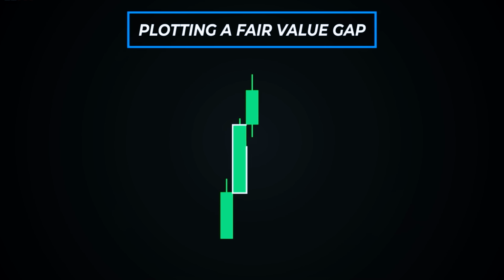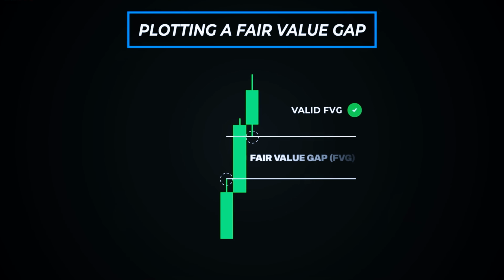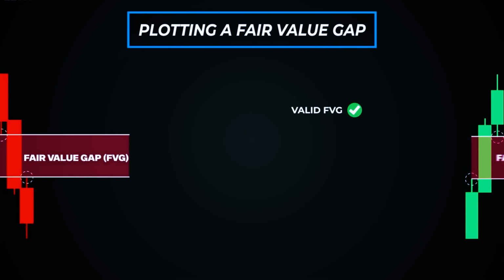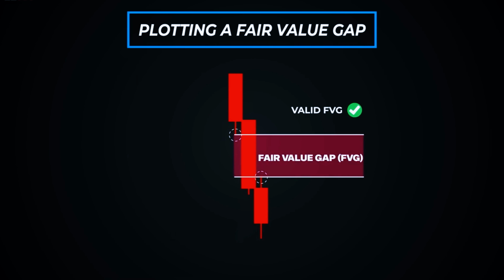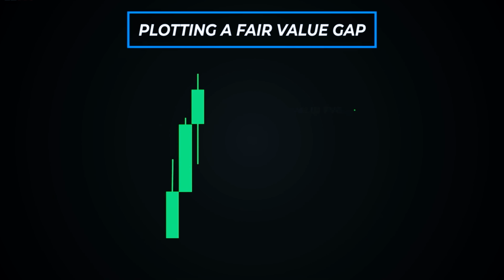To plot a fair value gap, you first need to identify a 3-candle sequence, then look for a large candle between 2 smaller candles. Where the high of the first candle and the low of the third candle do not overlap with the middle candle, the gap between the high of the first candle and the low of the third candle is called the fair value gap. Next, you can draw a rectangle on the chart to mark the gap.